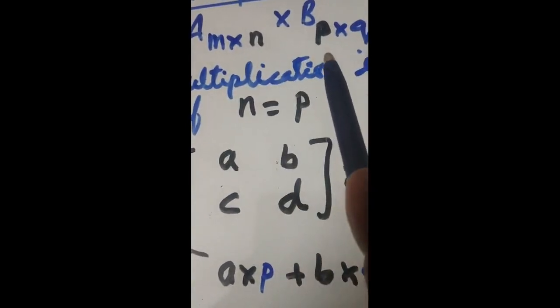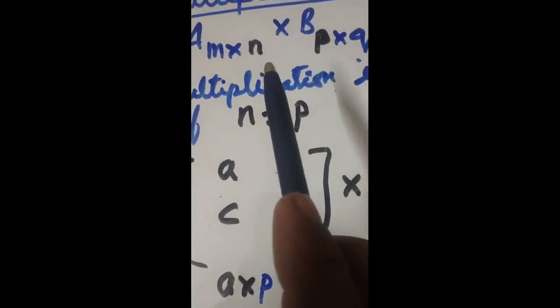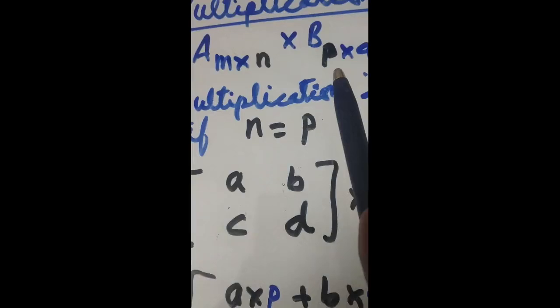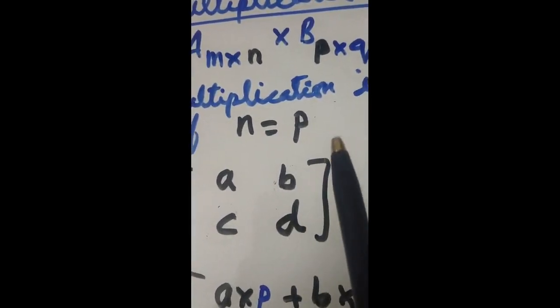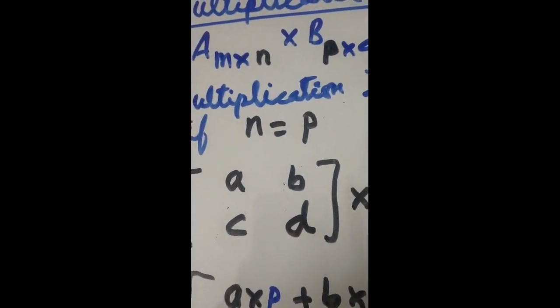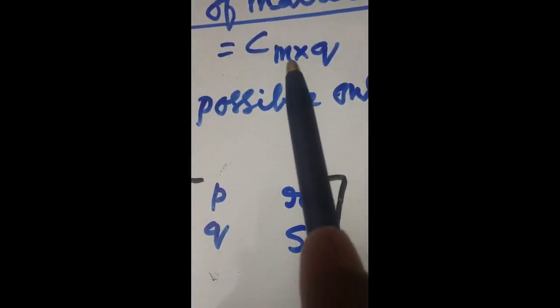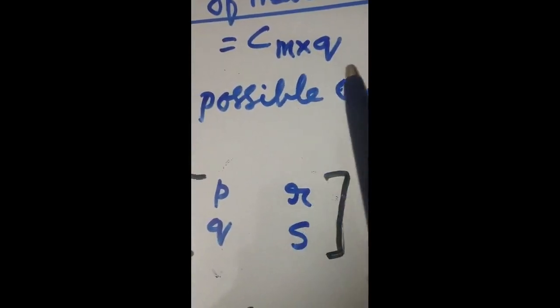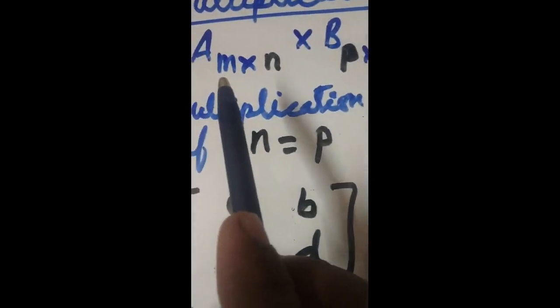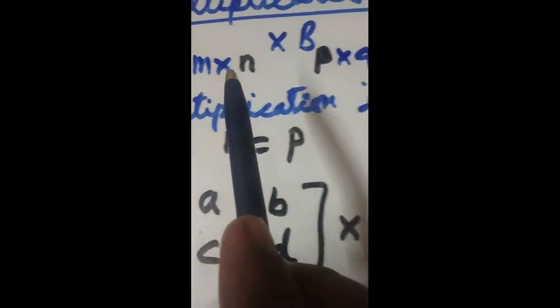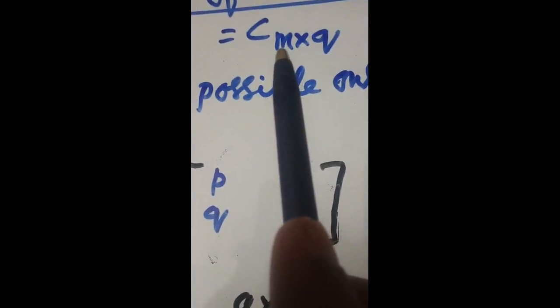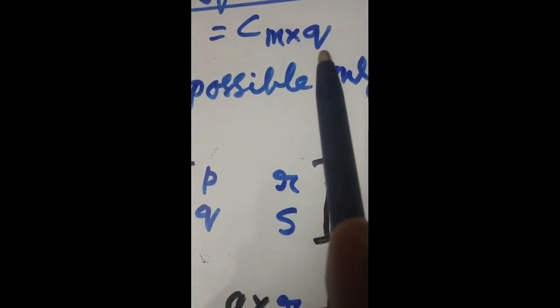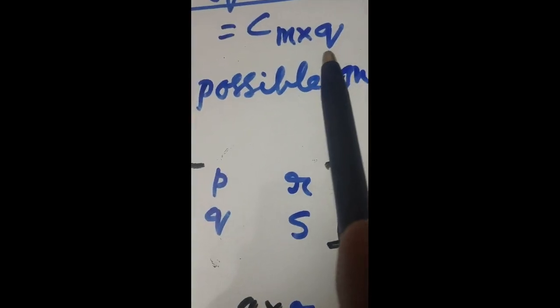This n and this p, that is the column of the first matrix, has to be equal to the row of the second matrix. Then only we can multiply, otherwise we cannot multiply. And the resultant matrix which we will get will have the order m into q. m was the row of the first matrix and q was the column of the second matrix. So the row of the first and the column of the second become the order of the resultant matrix.